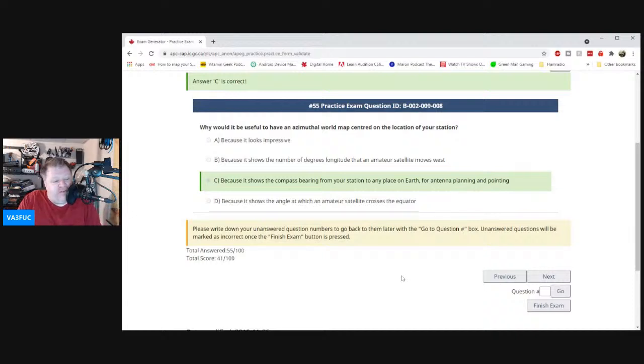So far we've answered 55. We got 41 right. So let's do the math, just out of curiosity. Calculator. Okay, if I got 41, that means we got 82%. Not bad. But I want to go for the full 100. And if I get over 90, I'll go write my exam soon. So let's see how I do.